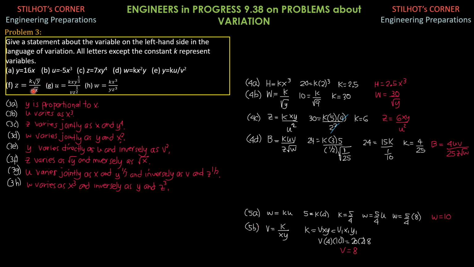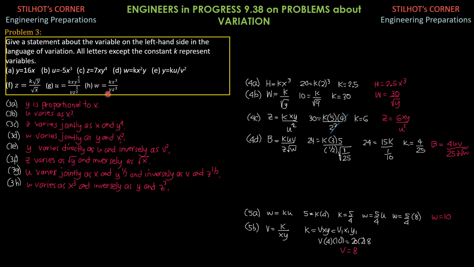Then F. So z varies as the square root of y and inversely as the square root of x. So that's the possible statement. You may have another statement for that as long as it agrees with that equation. Then 3G, u varies jointly as x and the cube root of y, or y raised to the power 1/3, and inversely as v and z to the 1/2.